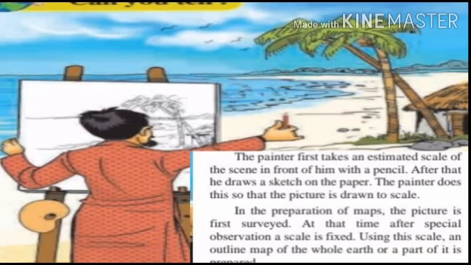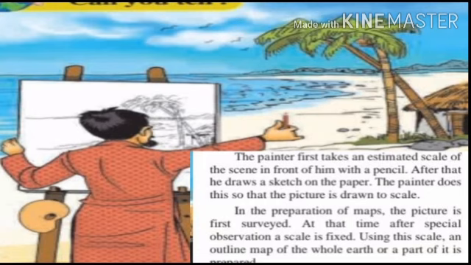The painter first takes an estimated scale of the scene in front of him with a pencil. After that, he draws a sketch on the paper. The painter does this so that the picture is drawn to scale. Here, drawn to scale means in accordance to the original picture. Means the painter will hold the pencil in an upright position in his hand and he will take the far view, distant view of the thing he is going to draw.